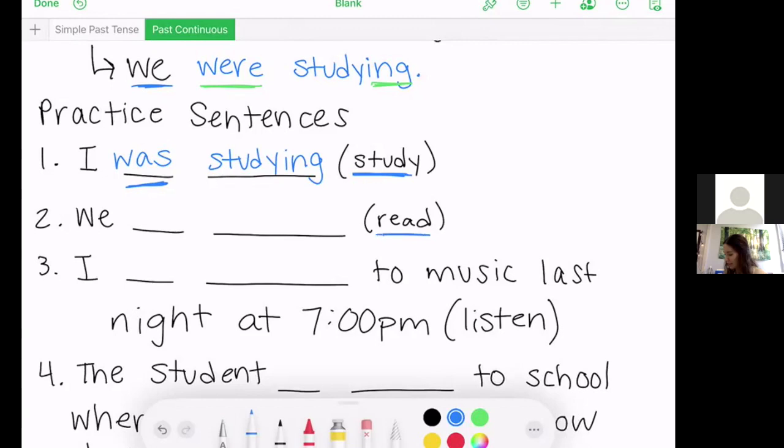So here's our main verb for our next sentence. Look at our subject, ask yourself, is that one person or several? Is that a singular or plural subject? Then you need to decide what goes in this blank. I gave you the main verb, so what do you add to make this past continuous? I'll give you a second.